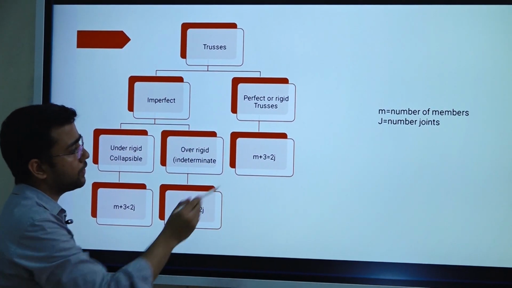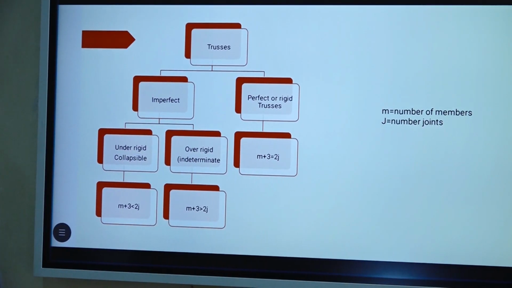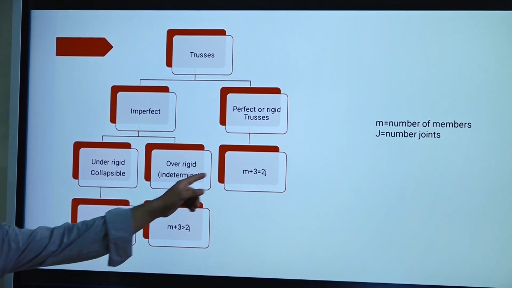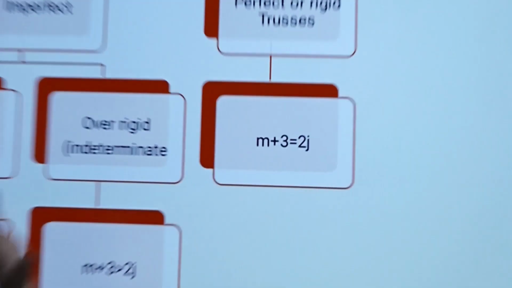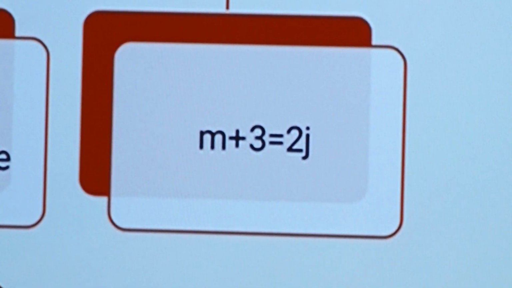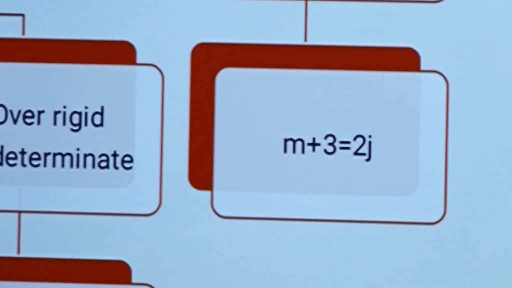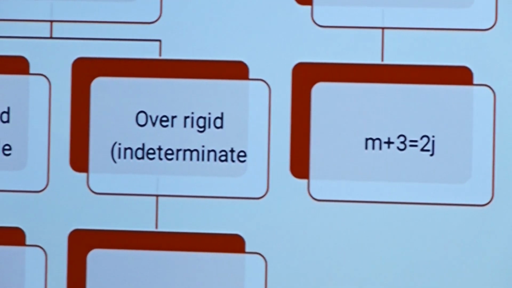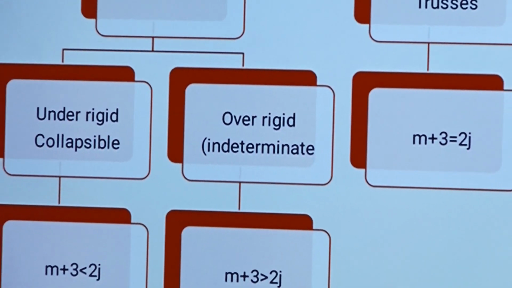You have to remember only this formula, m plus 3 is equal to 2j. In many objective type questions, they ask questions from this formula only, whether the truss is perfect, imperfect, under rigid or over rigid. Based on these three formulas we will know. Now let us move to the next slide.